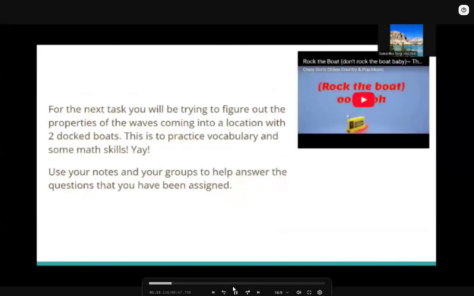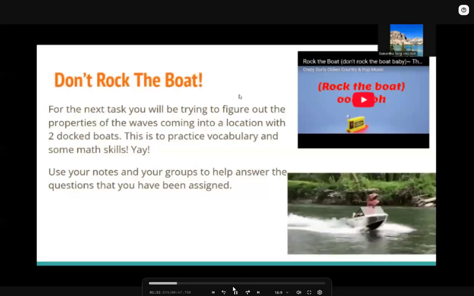For this next task, you'll be trying to figure out how the properties of waves coming into a location with two docked boats. This is to practice vocabulary and some math skills. Use your notes and your groups to help answer the questions that you have been assigned. So don't rock the boat. Look at that dinosaur driving a boat. Gosh, that's cool.